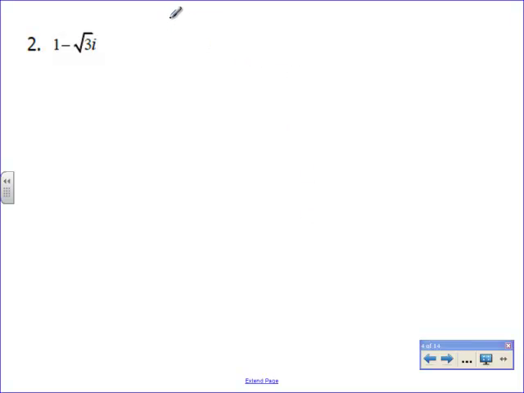Start off by plotting that in the complex plane. Positive 1 will go right 1. Negative square root of 3i is going to go down. Okay? So our point is sitting in the fourth quadrant. Our goal is to find the r and theta that match there.